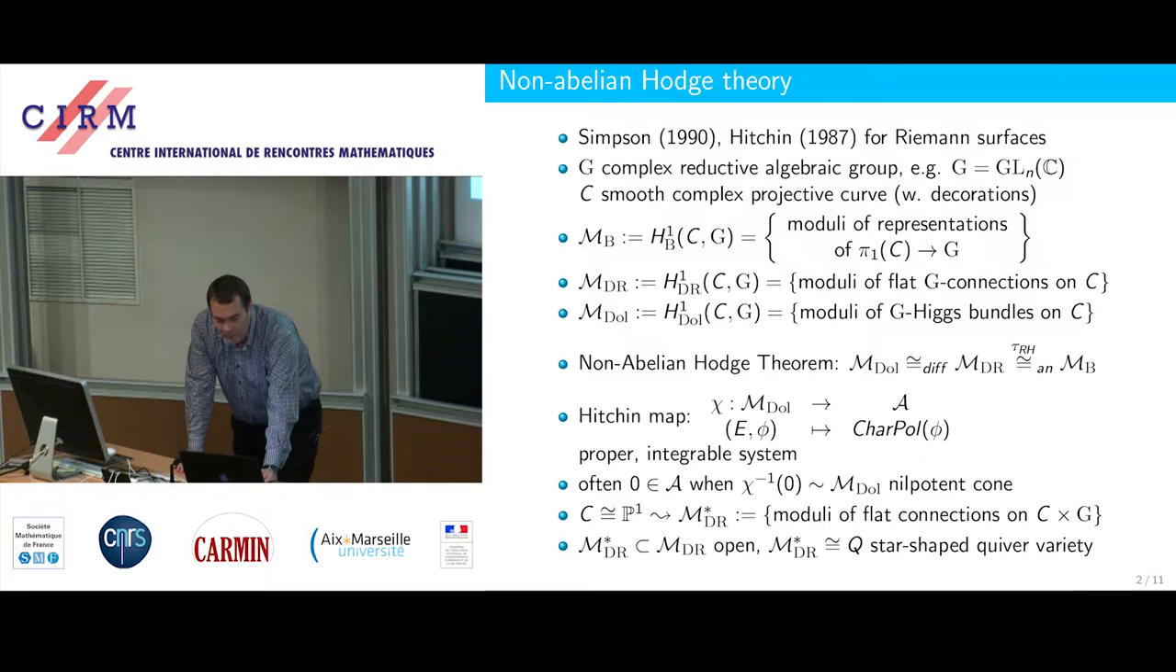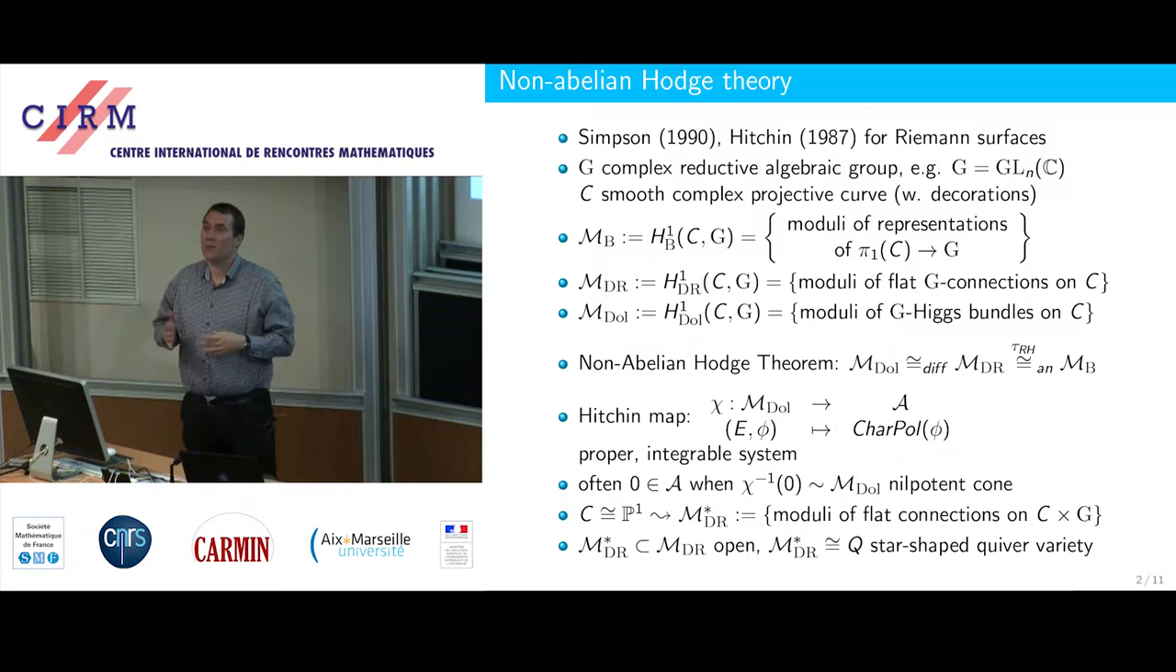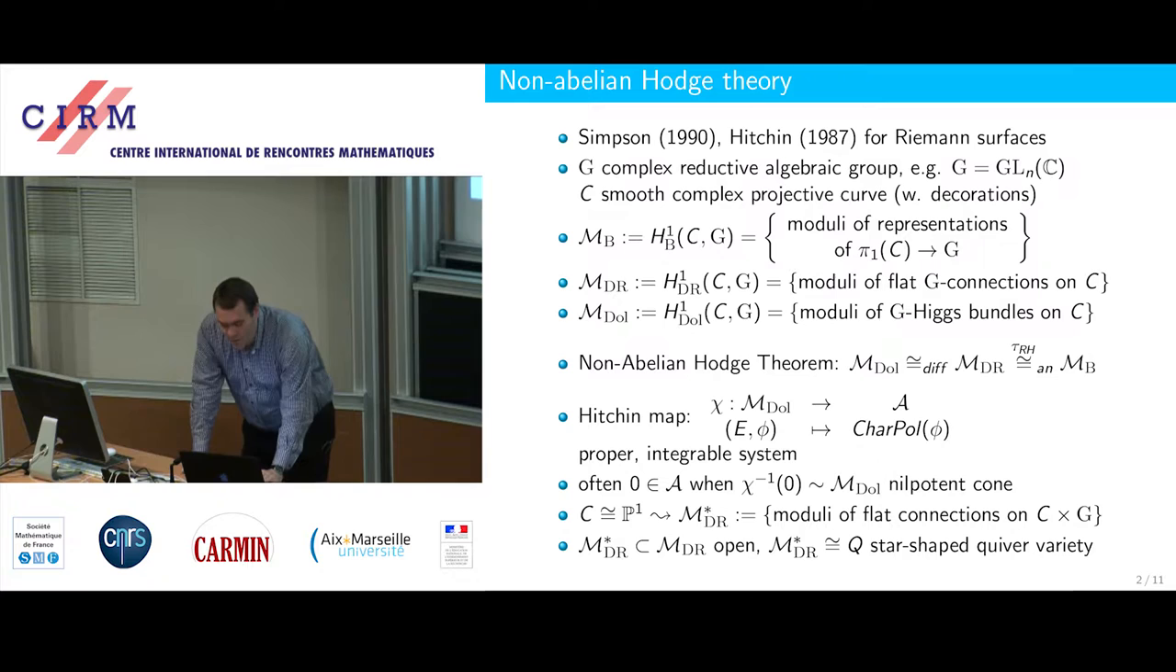And in that case, we have this celebrated non-abelian Hodge theorem, which relates these three non-abelian cohomology groups, like in usual Hodge theory. But now we have no linear structures, so instead of vector spaces being isomorphic, the underlying differentiable manifolds of these three algebraic varieties are diffeomorphic. So we know that the Higgs moduli space and the flat connection moduli space are diffeomorphic. We have an even stronger connection between the de Rham space and the Betti space by taking the monodromy of the flat connections. We have a complex analytic map between these two algebraic varieties, and that's what we call the Riemann-Hilbert map.